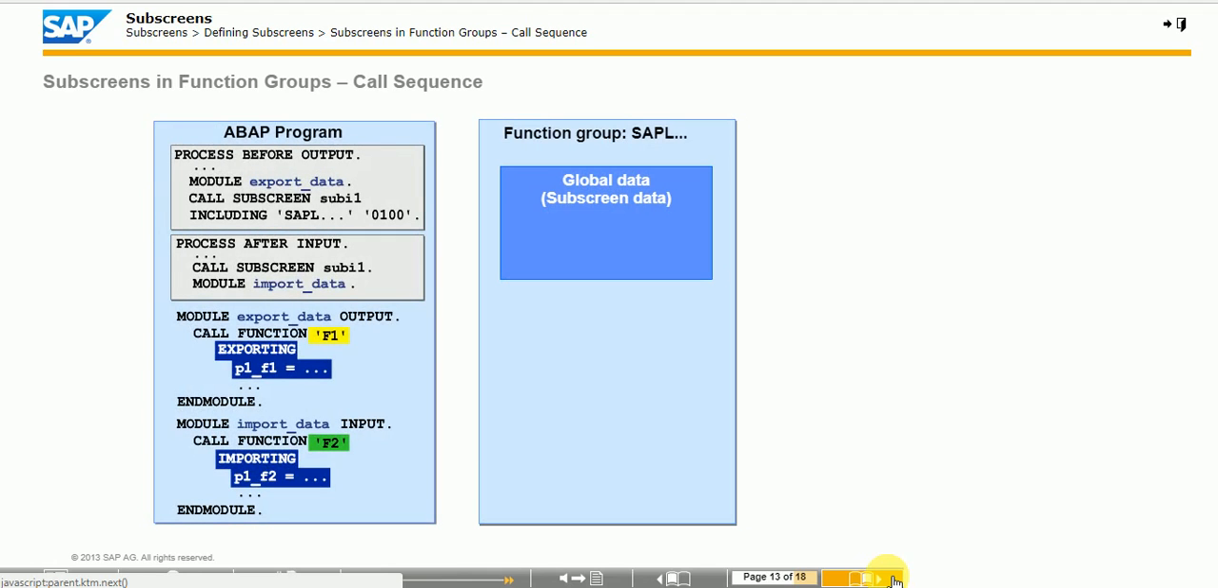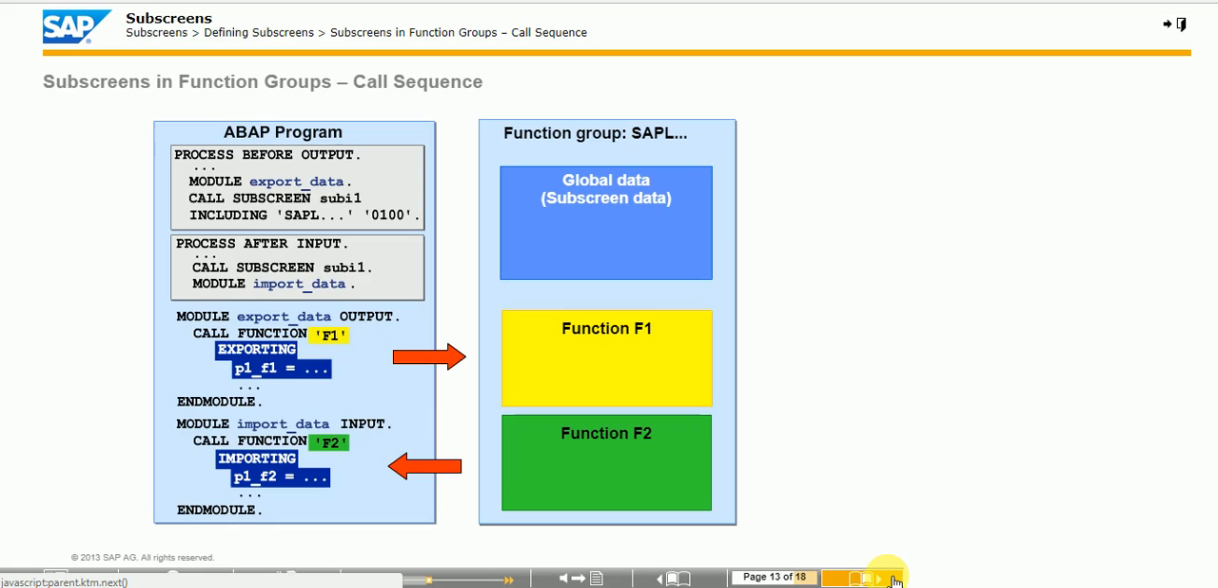You can use function modules to transport the data between the calling program and the function group. You can use a module before the subscreen call to declare the data from the calling program to the subscreen from the function group. This calls for a function module whose interface you can use to pass the required data to the function group. The function module call must occur before the subscreen call.